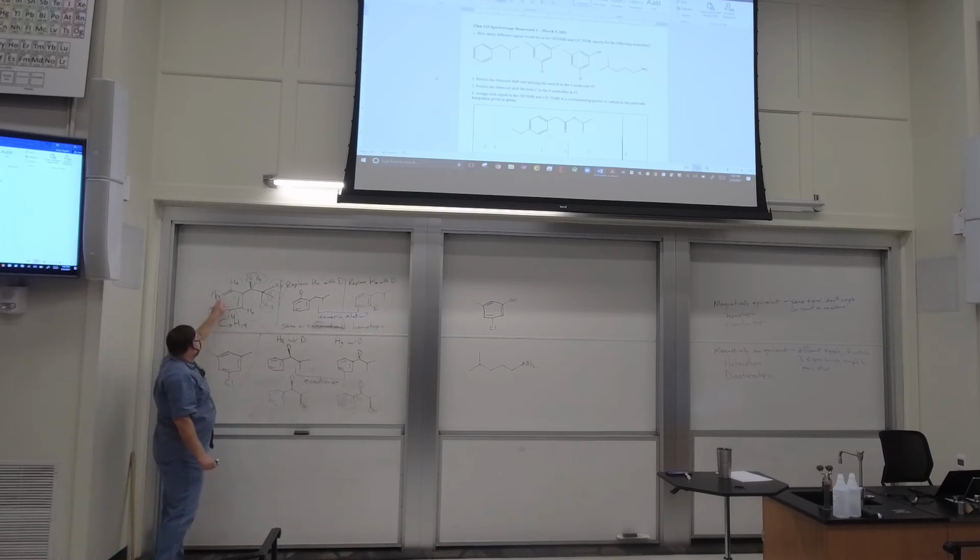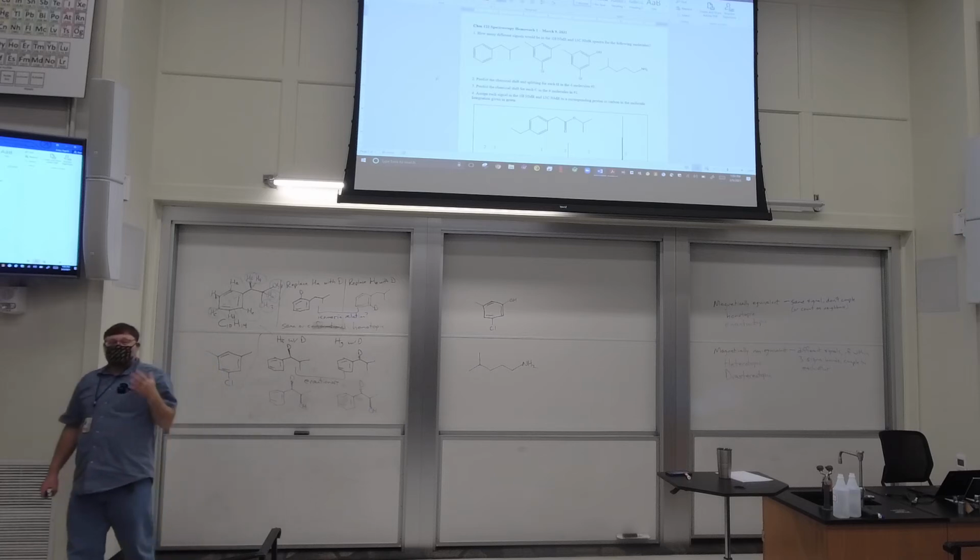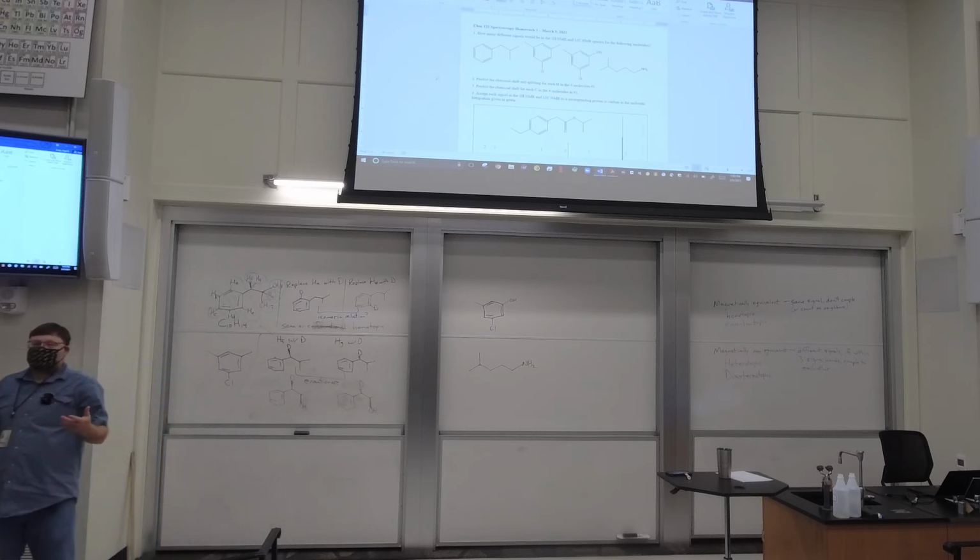So 1, 2, 3, 4, 5, right? That sp3 carbon has 2 H's. There are no other sp3 carbons with 2 H's. 6, again, sp3 carbon with 1 H, no other ones in the molecule. And then the 2 methyl carbons, the 2 methyls are enantiotopic. Those 2 carbons are enantiotopic. So they're magnetically equivalent. That's the 7th signal.